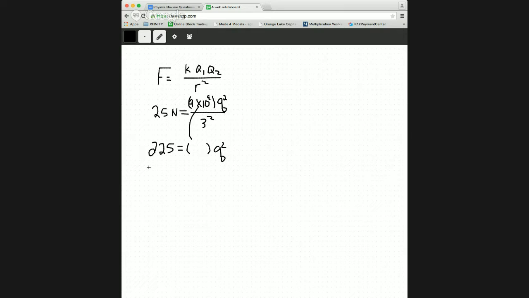So you get 2.5 e to the negative 8th. E, remember, is times 10 to the, negative 8 equals Q squared. And then take the square root of that. And you get 1.58 times 10 to the negative 4th Coulombs. Okay.